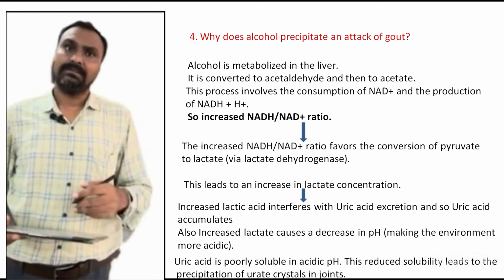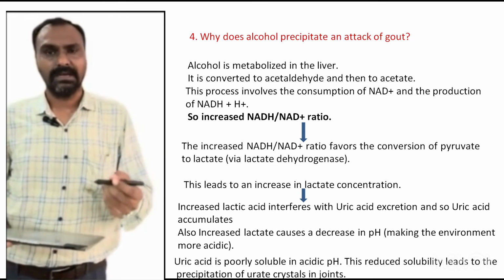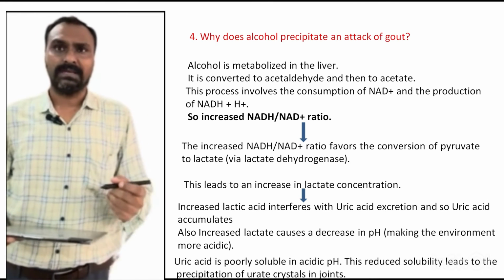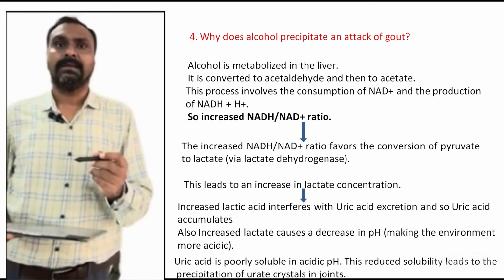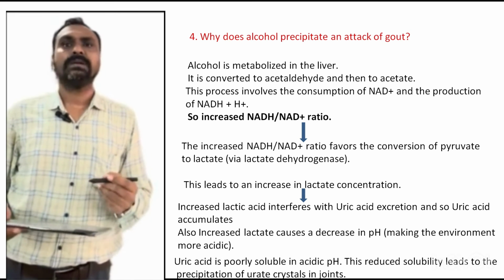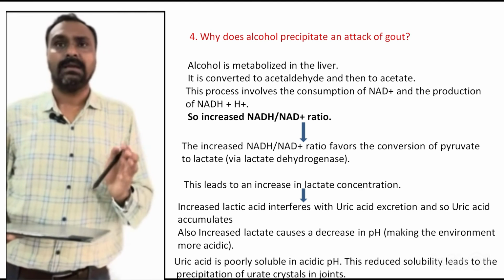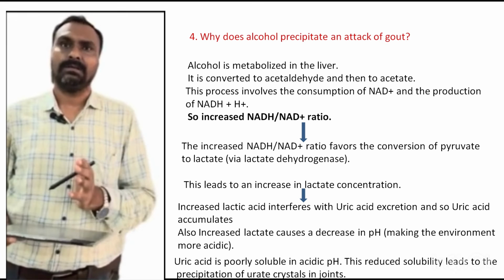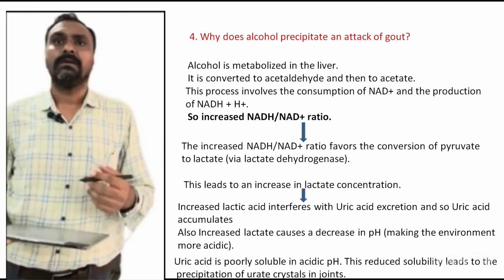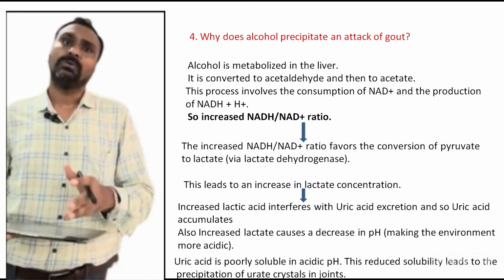The alcohol is metabolized in the liver. We know that alcohol is first converted to acetaldehyde, and then acetaldehyde is converted to acetate. Both steps require NAD plus, and NAD plus is converted to NADH. So there will be decreased NAD plus level and increased NADH level. So the ratio of NADH to NAD will be increased.